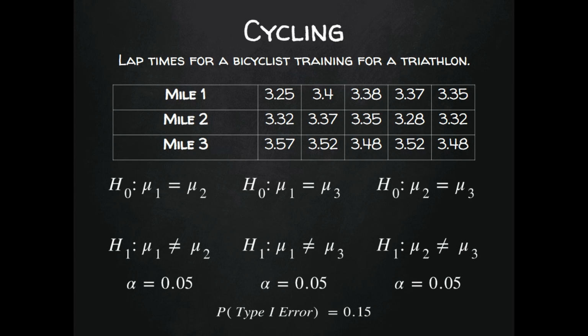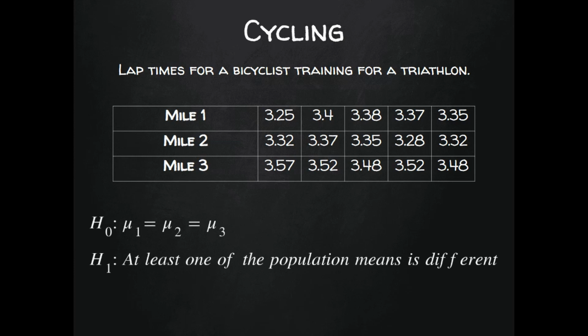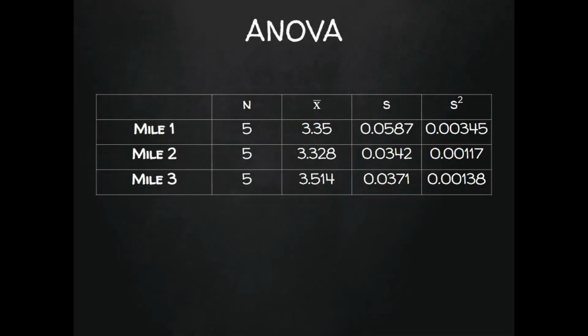So to control for this, we actually have to run a different type of test. The test we're going to run is going to have a null hypothesis that all 3 means are equal, and an alternative hypothesis that at least one of the population's means is different. Now this test is called an ANOVA test.